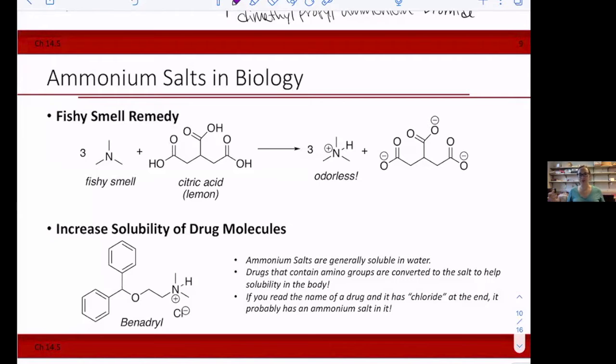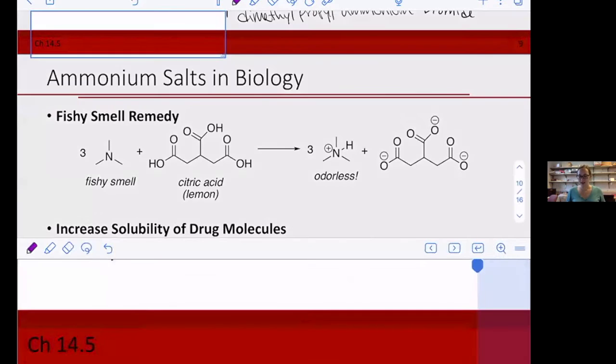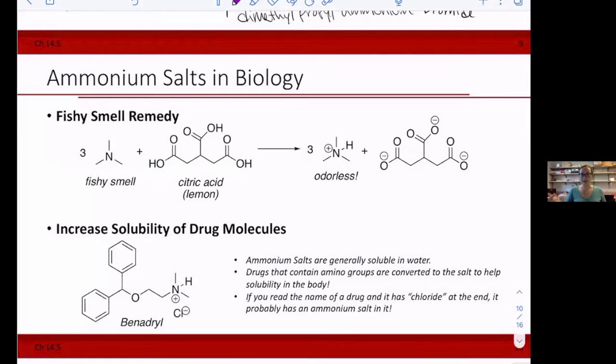So, when you go to a restaurant or whatever, and they always give you a lemon to squeeze over your fish, it's not because lemons taste good or whatever. It's actually because the citric acid in the lemon is going to neutralize that fishy smell. Grace, you're good. You're fine.